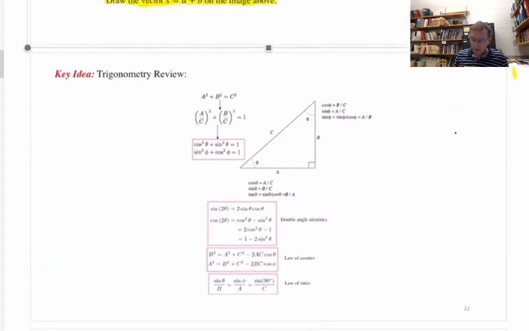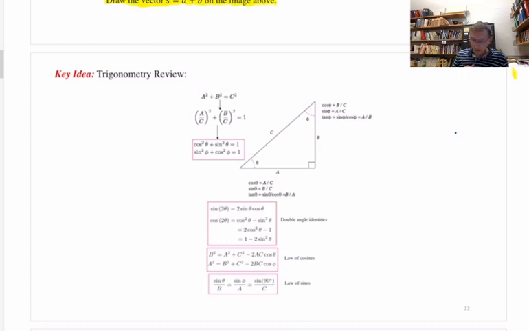Okay. So here I have on this slide just a trigonometry review. I'm not going to do any great detailed review of trigonometry. That's from high school. Okay? I'm just going to review, but we're going to use trigonometry all the time. So you must know everything on this slide and be very familiar with it.